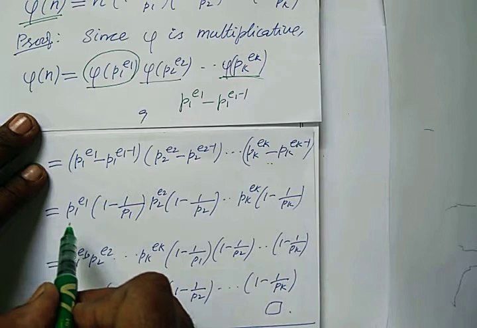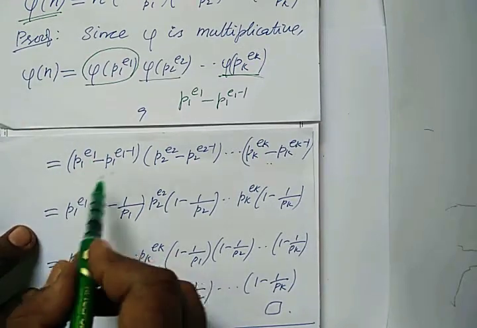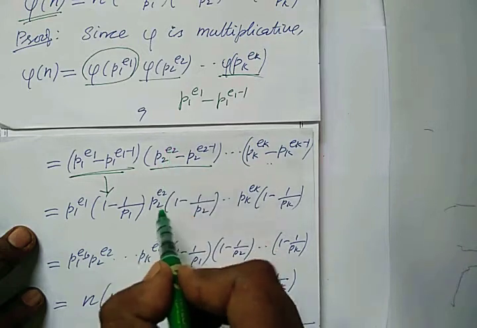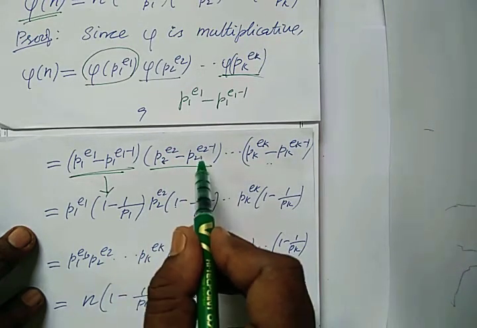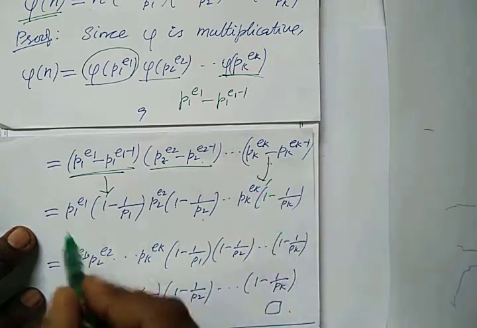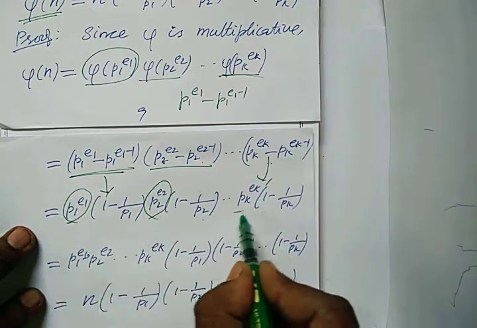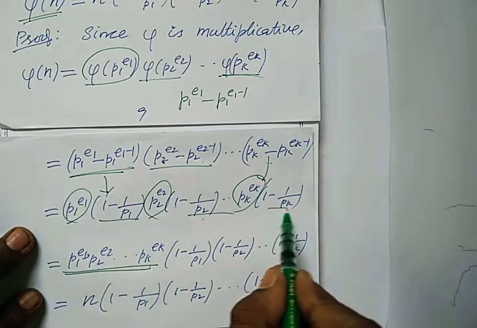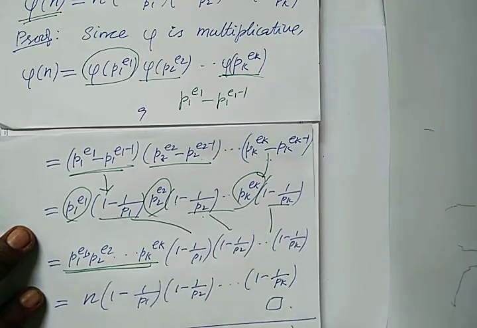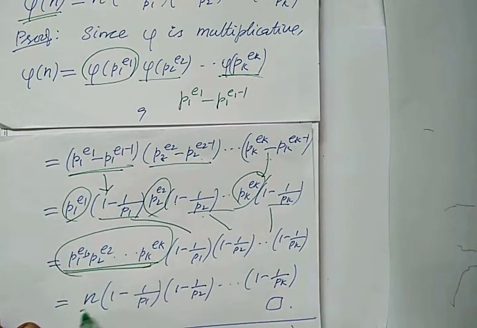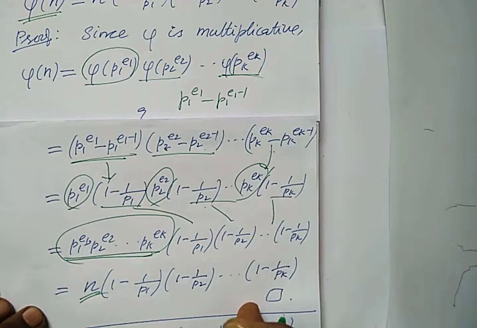Here if you take p1 power e1 outside, this becomes like this. Here if you take p2 power e2 outside, this becomes 1 minus 1 over p2. Similarly this one. Now combine these terms together and these terms together. So we get like this. But this product is nothing but n. So we have got the proof. That's all.